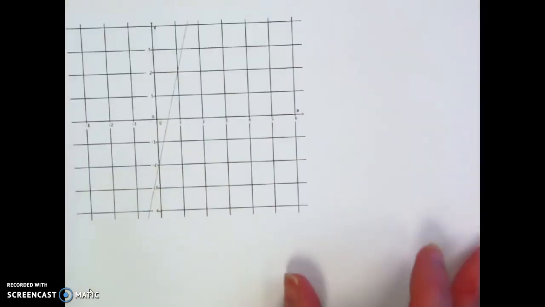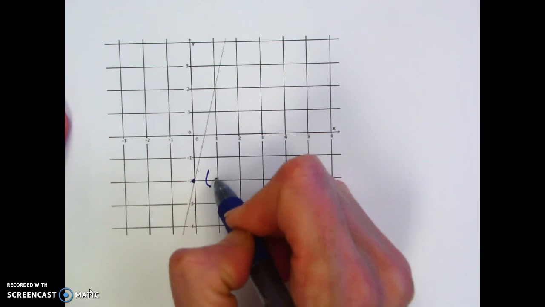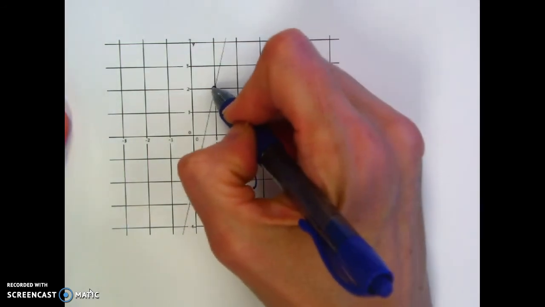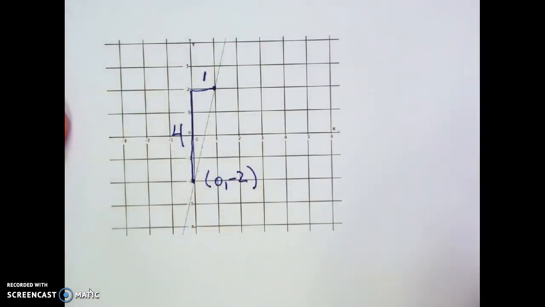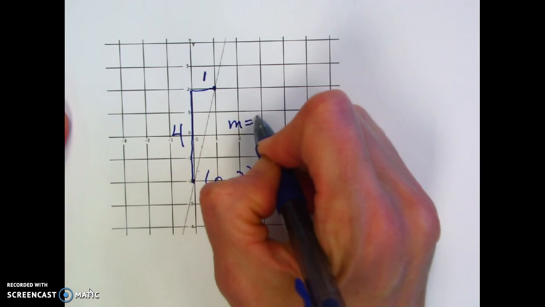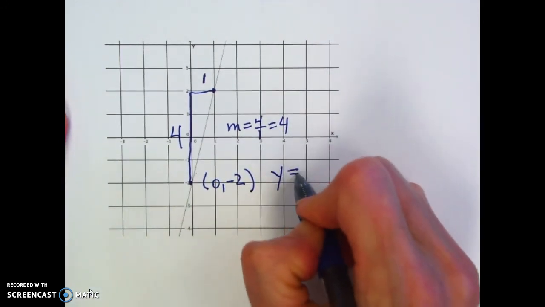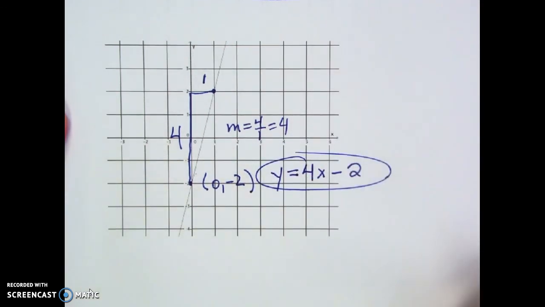And one more if you want it. Here's the y-intercept. It's at 0, negative 2. Let's see, our slope here appears to be 4 to 1. It's going positive, so 4 over 1 or just 4. So y equals 4x minus 2 for this equation.